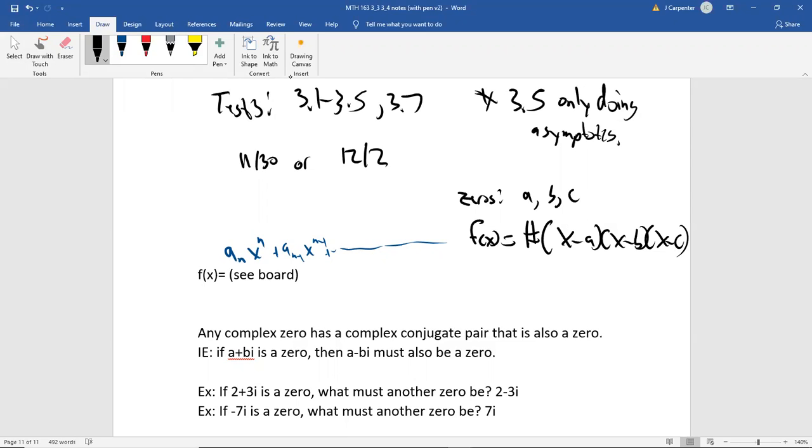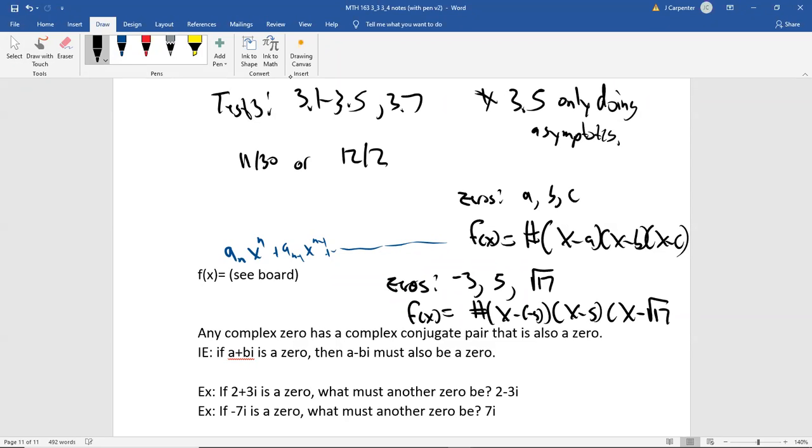So if I told you the zeros are negative 3, 5, and the square root of 17, that says your function is some number, again, that you can determine by plugging in a point that they might give you. I'm not going to do any of this, it's just giving you the idea. And then it would be x minus negative 3, which ends up being x plus 3, times x minus 5, times x minus the square root of 17. We have just learned how to factor something with radical numbers, which we have never done in our entire lives before.